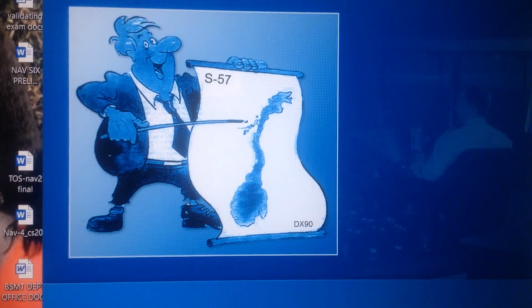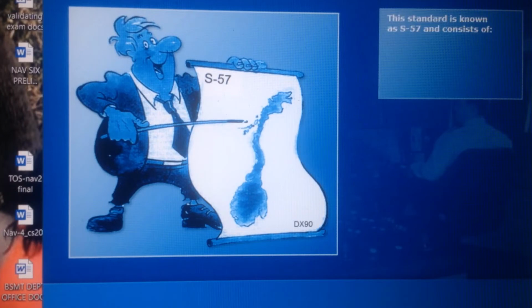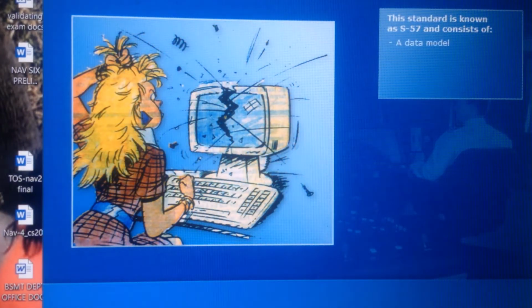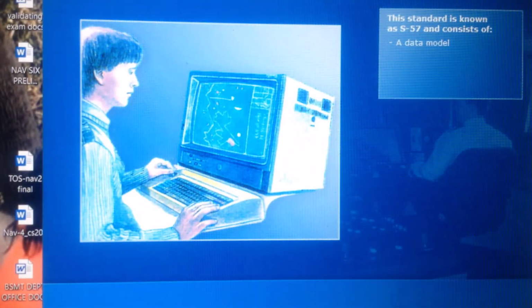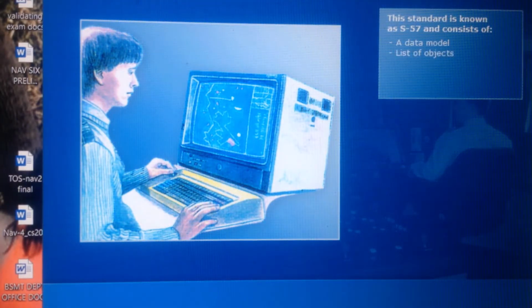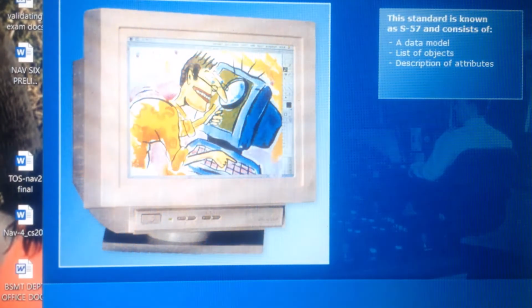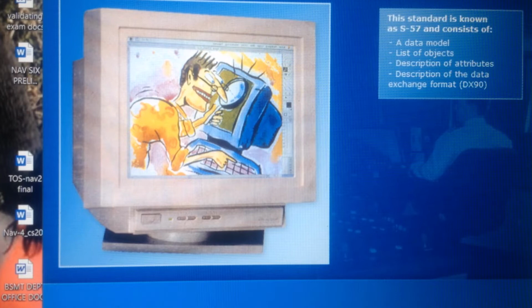During the 14th International Hydrographic Conference in 1992, an international standard for exchange of maritime digital electronic chart information was established. This standard is known as S-57 and consists of a data model, lists of objects, description of attributes, and description of the data exchange format.